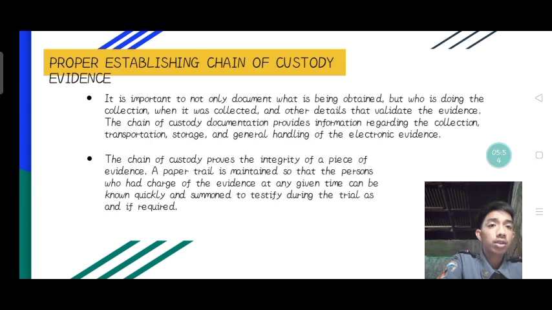The chain of custody documentation provides information regarding the collection, transportation, storage, and general handling of the electronic evidence. The chain of custody proves the integrity of the piece of evidence. A proper trail is maintained so that the persons who had charge of the evidence at any given time can be known quickly and summoned to testify during the trial if required.